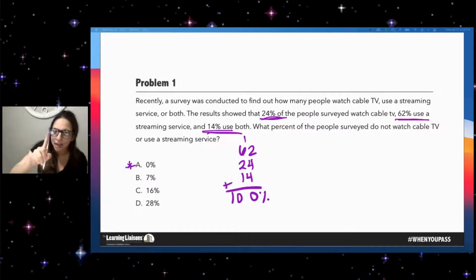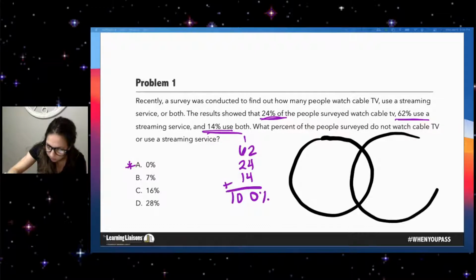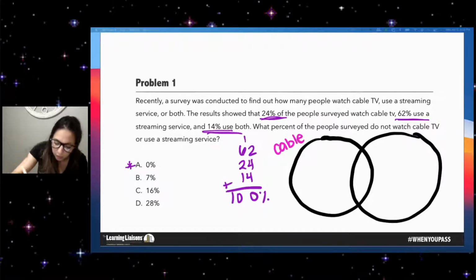If we use a Venn diagram to show this, let's get a Venn diagram going. That was actually a pretty good circle. Pretty impressed with myself. Okay, and we label this side cable TV, and we label this side streaming.